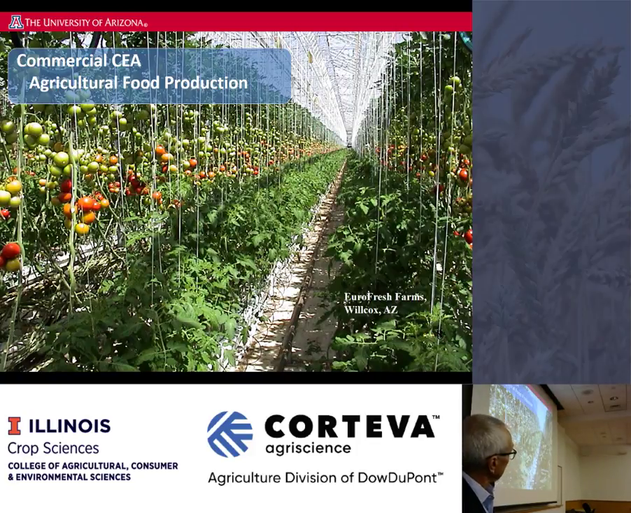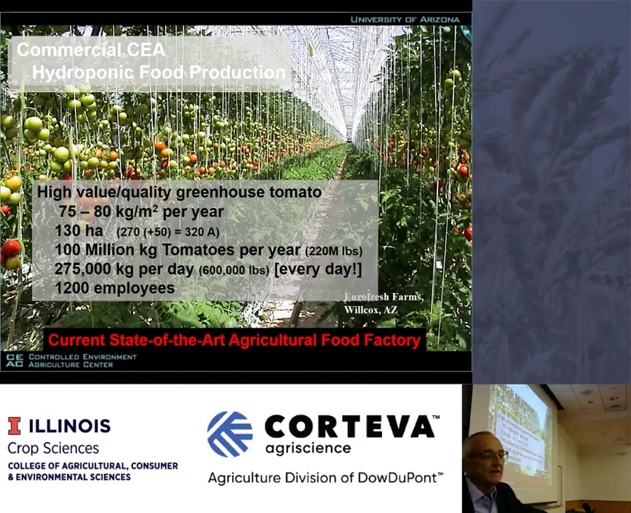What we have here is the controlled environment agricultural equivalent of those 1 million corn plants. Here we have about 13,000 plants per acre in a greenhouse growing tomatoes. This is in Arizona, and some of the numbers: 220 million pounds in this facility of 270 acres per year. It's a lot of tomatoes, it's a lot of water. At one point in time, this Eurofresh company had about 25% of the fresh market tomato industry in the US in the early 1990s before others caught up, and particularly Mexico.